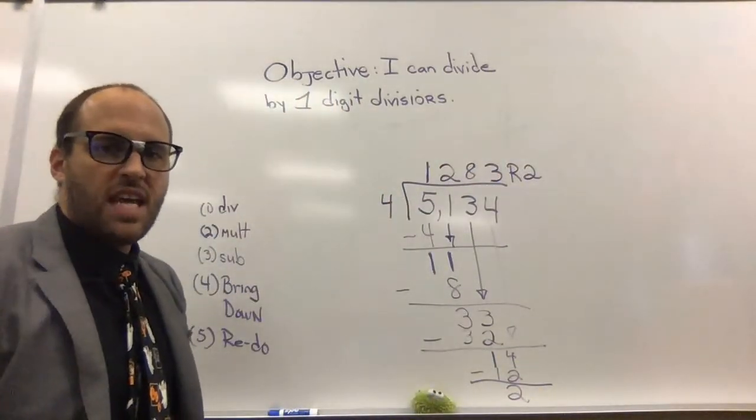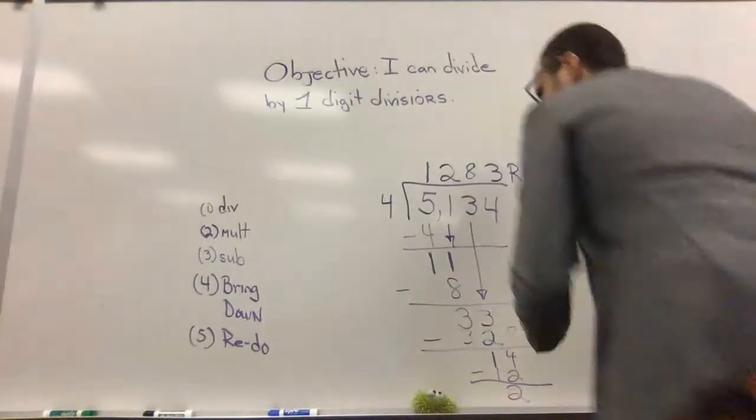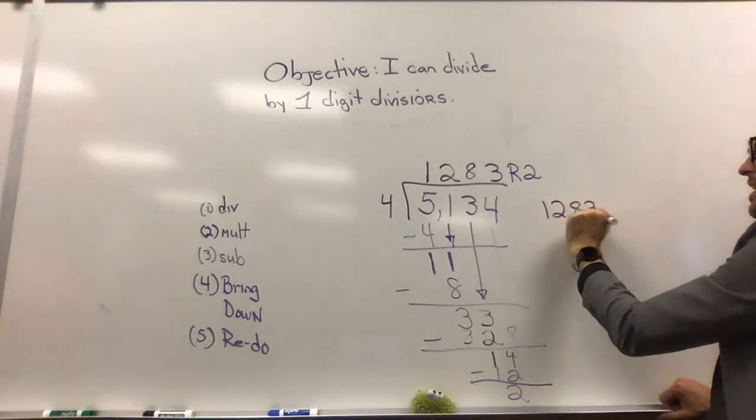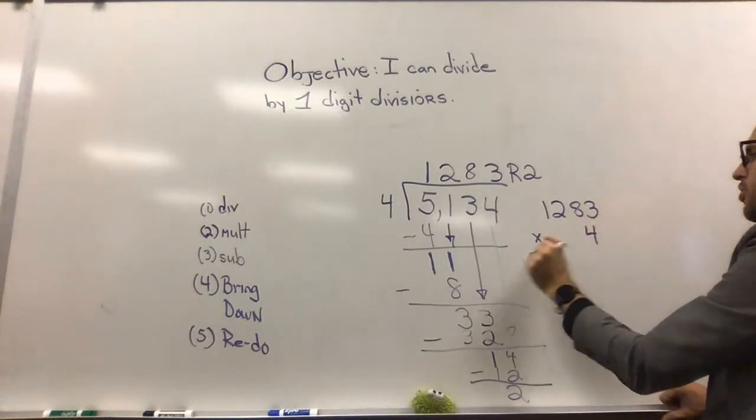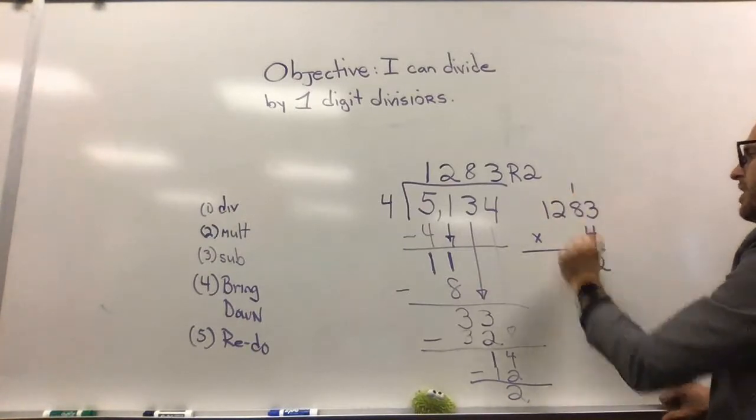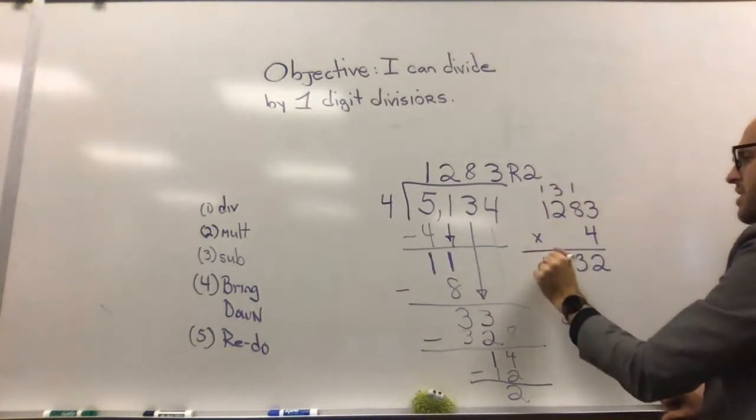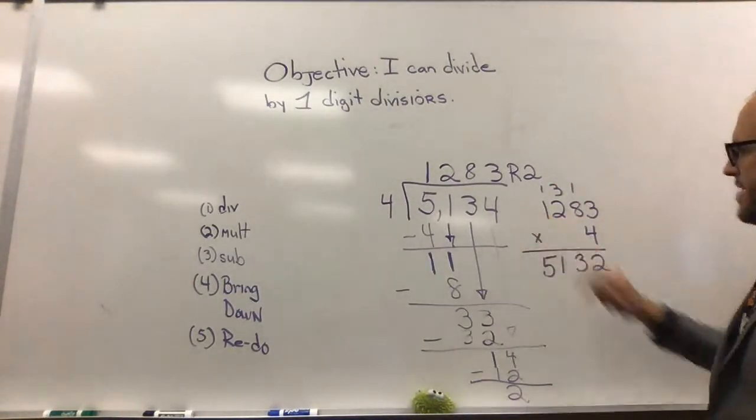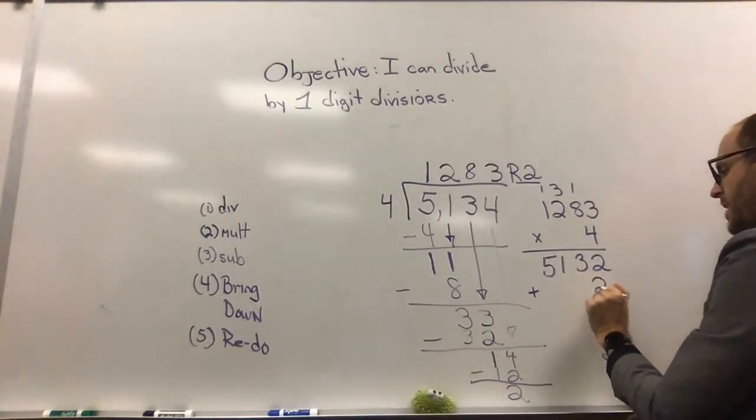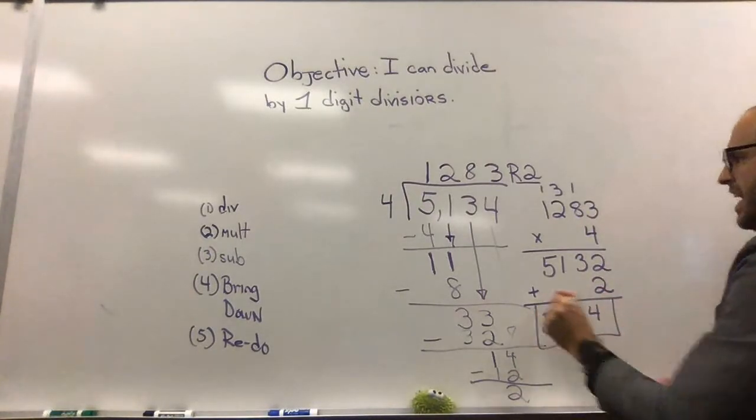You check your work the same way, but when there's a remainder, you add one more step to it. So let's say I had 1,283 as my quotient. We multiply by 4. 4 times 3 is 12. 32 plus 1 is 33. 8 plus 3 is 11. 4 plus 1 is 5. Notice I'm off by 2 here. That's because we still haven't done anything with our remainder. You have to add the remainder back in, and then you notice our answer checks out.